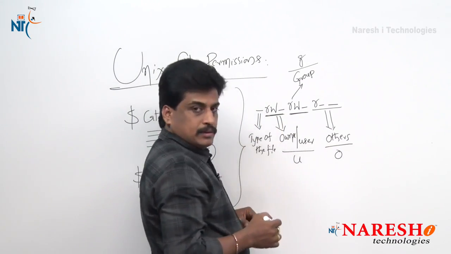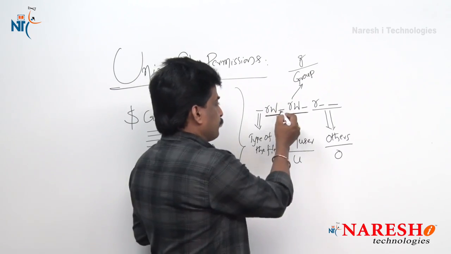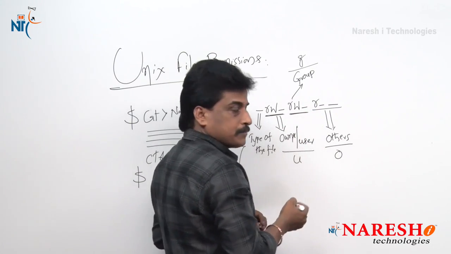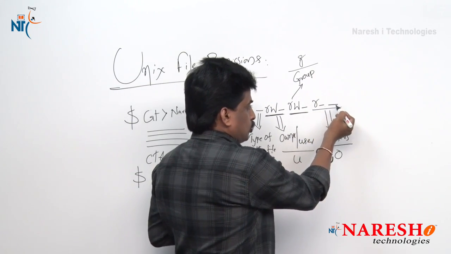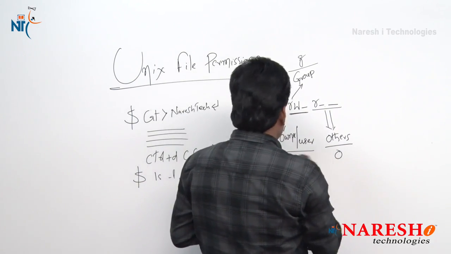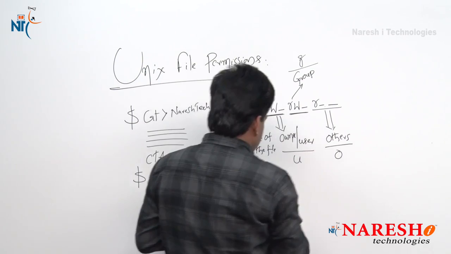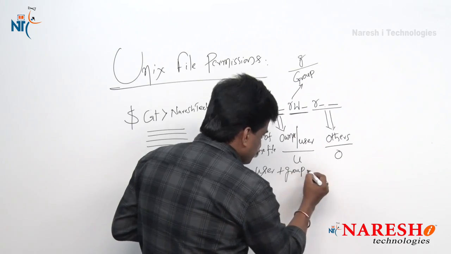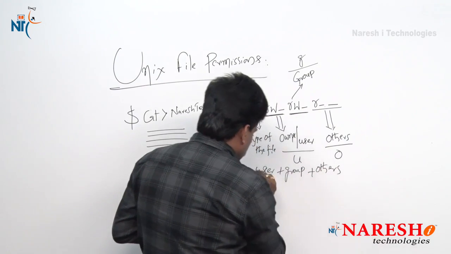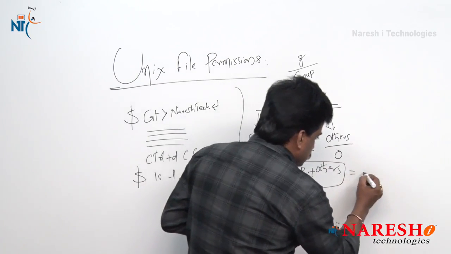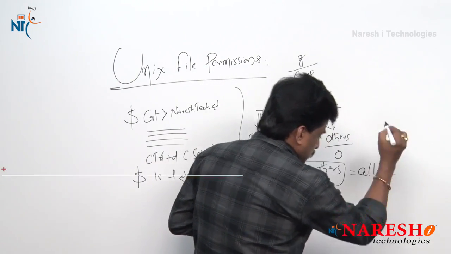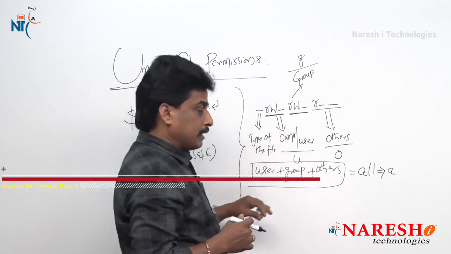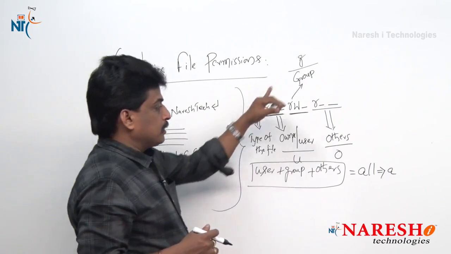Now R means read, W means write. Hyphen means no permission. So R is read, then no permission, no permission. Now these permissions contain 3 users. These 3 users, user plus group plus others, we call as all. All users are indicated with the letter A. This is by default. Whenever you create a file, these permissions exist.